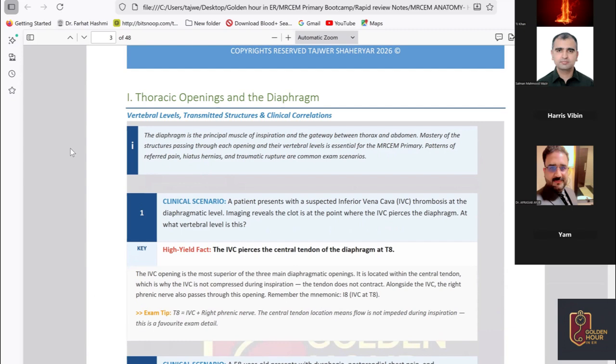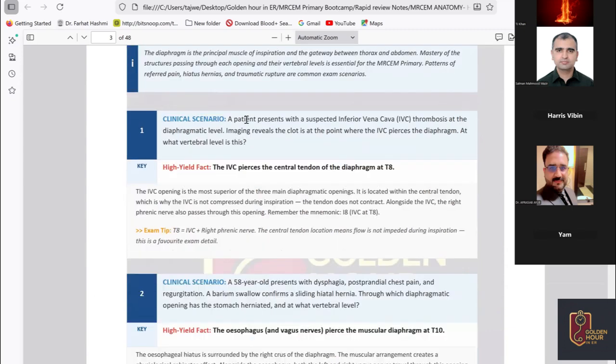So here, if you can follow along, this is the clinical scenario. This is what you will see in your exam. This is what the scenario would look like. This is what they're testing: that the IVC pierces the central tendon of the diaphragm at T8. And then a little bit more information just to keep you going.